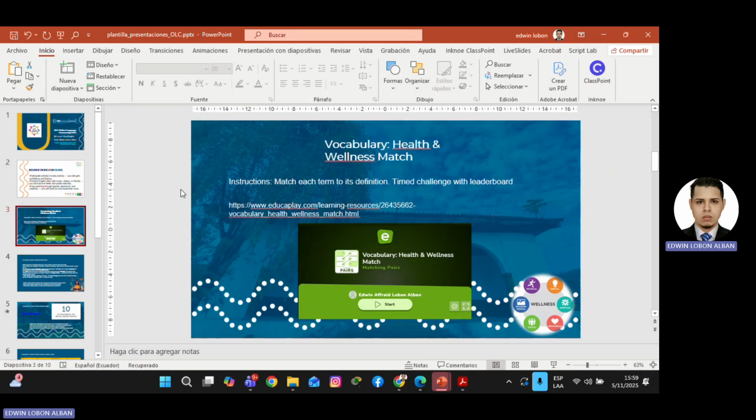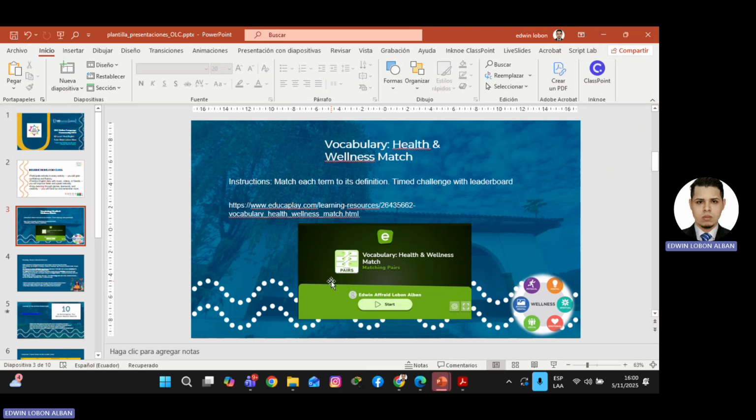And then what we're gonna do is this vocabulary health and wellness match. We are gonna match every word from the left with the word on the right. And then we finish in 5, 6, or 7 minutes, depending on the time the student takes. When they complete it, they have to send me in the inbox what they have achieved, the result in the application.